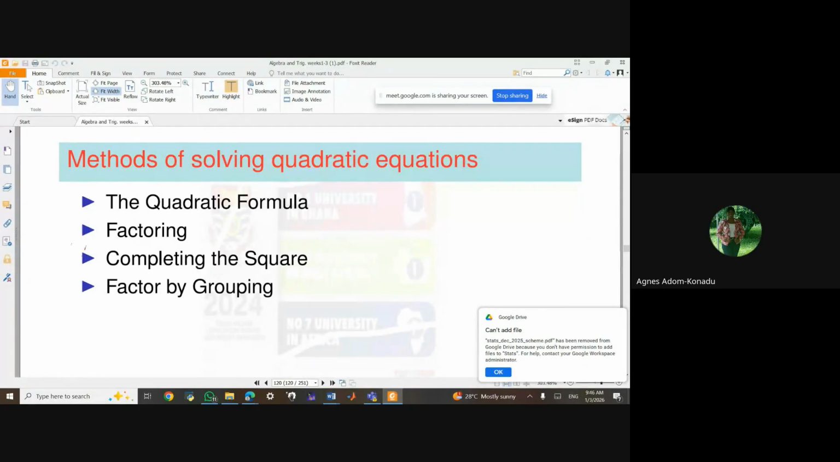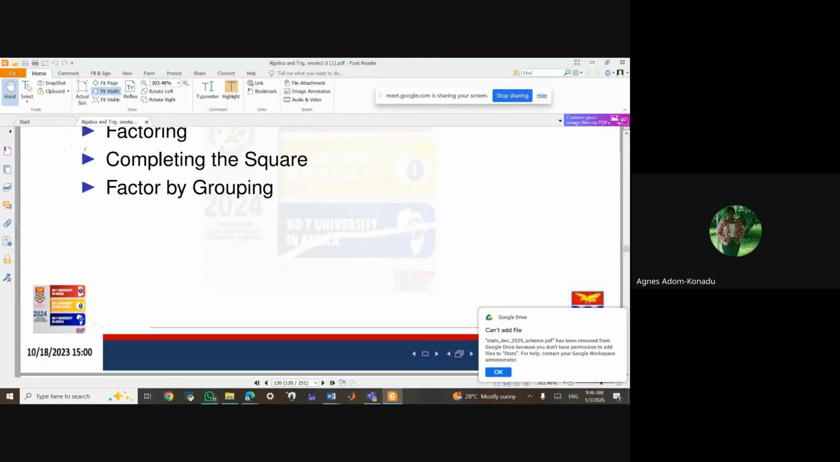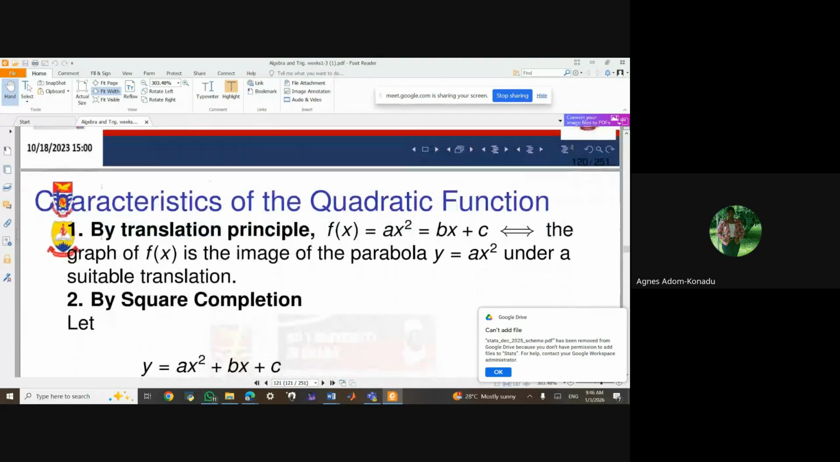Please, after the class, take your time and read the notes. Learn the notes. Now we have methods of solving quadratic equations. We can use the quadratic formula, which I hope you all know is what you call the almighty formula. You can also use factorization. You can also use completing the square that we just used, and then also factor by grouping.